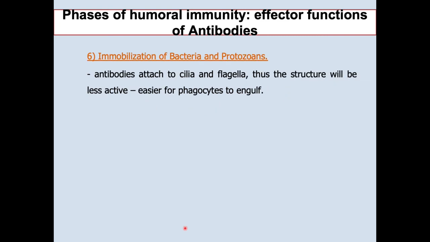And the last one, number 6, is immobilization of bacteria and protozoa. Mostly bacteria and protozoa have flagella or cilia to help them move around. The antibodies can bind to the cilia or flagella, so the structure will be less active, making it easier for phagocytes to engulf them.